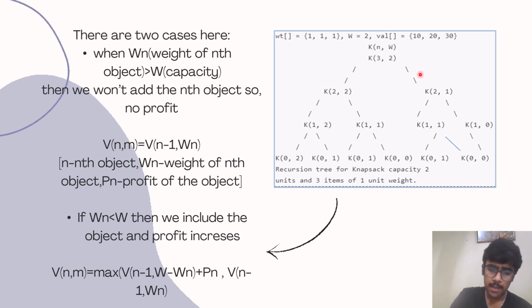Now, when we add the item, the number of objects available will be decreased by one, and the capacity of the bag will also be decreased. We will add the profit also. So we should take the maximum of the new profit and the old profit. Based on this, we will construct the table so that the subproblems will be stored and not recalculated or executed whenever they are needed.